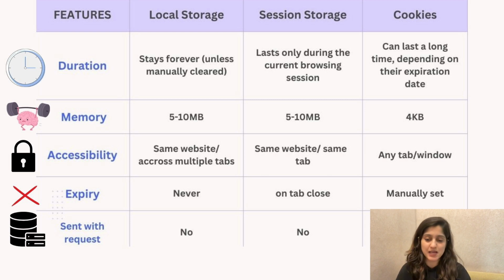So next comes the accessibility part. In local storage, the data is accessible only from the same website and is shared across the tabs and windows of the same website. In session storage, the data is accessible only within the current browsing session and is not shared across the tabs or windows of different sessions. In cookies, the data is accessible across any tabs or windows and may also be shared among different subdomains or even different websites depending on how they have configured it.